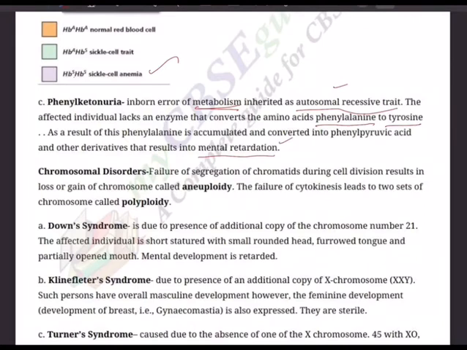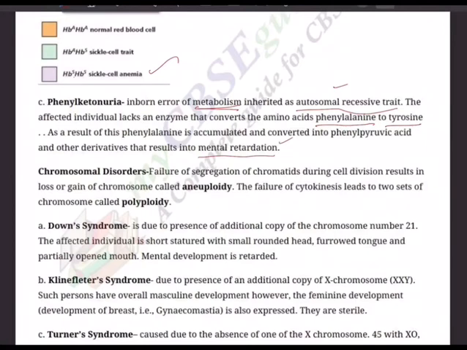This is phenylketonuria. It is characterized by severe mental retardation, hypopigmentation of the skin and hair, eczema, itching skin, and a mousy odor of the skin, hair and urine due to increased phenylalanine in blood as well as urine. That's phenylketonuria. And then we come to chromosomal disorders.